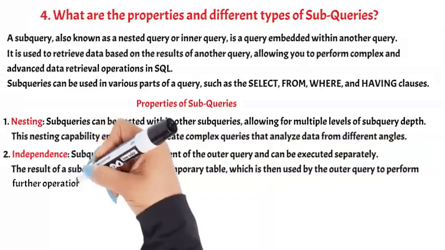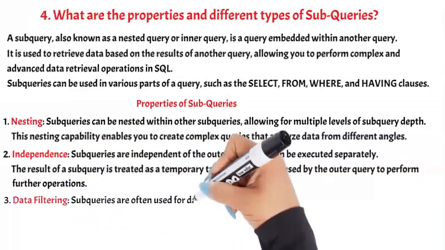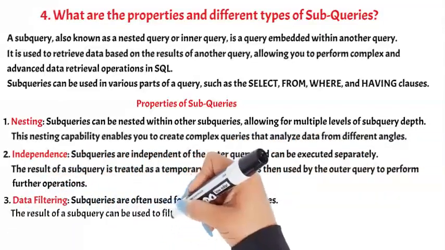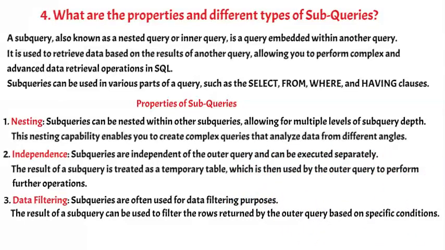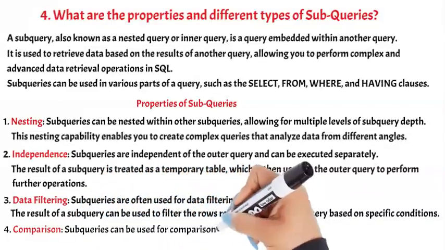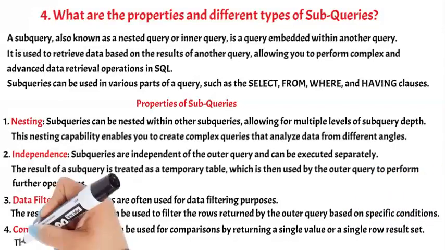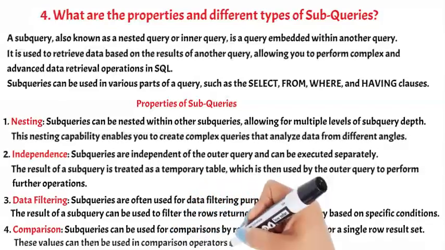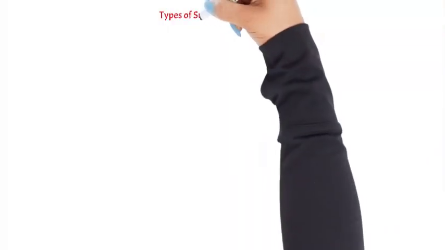3. Data filtering. Subqueries are often used for data filtering purposes. The result of a subquery can be used to filter the rows returned by the outer query based on specific conditions. 4. Comparison. Subqueries can be used for comparisons by returning a single value or a single row result set. These values can then be used in comparison operators such as equal, greater than, less than, etc. within the outer query. Types of subqueries.